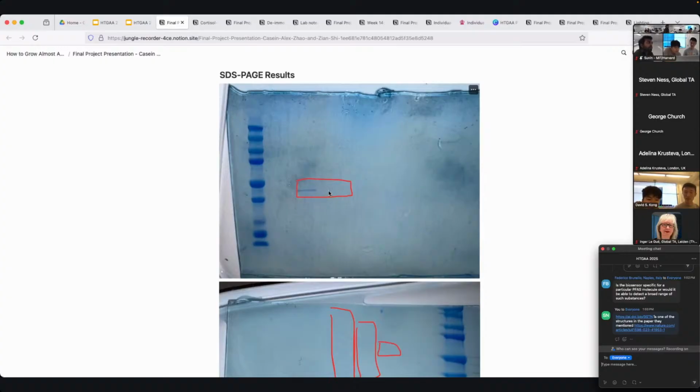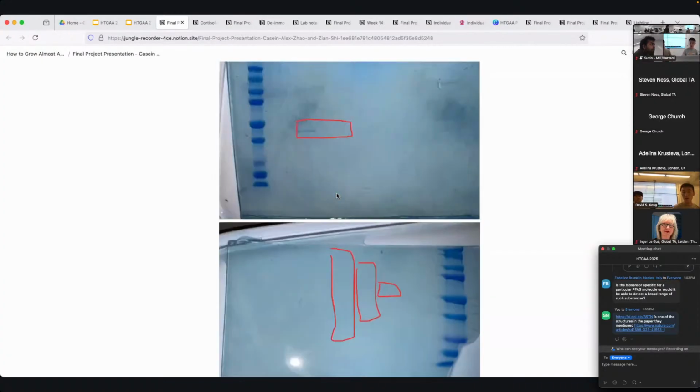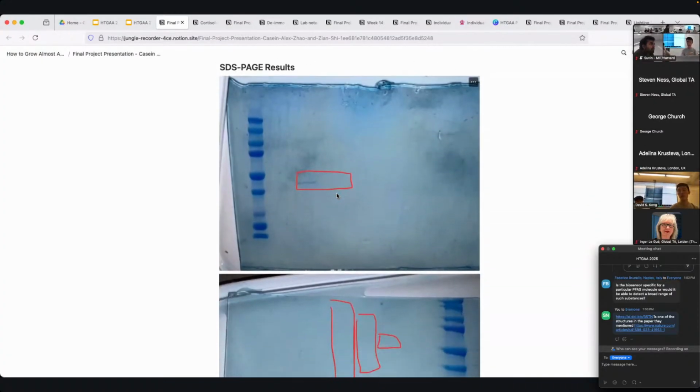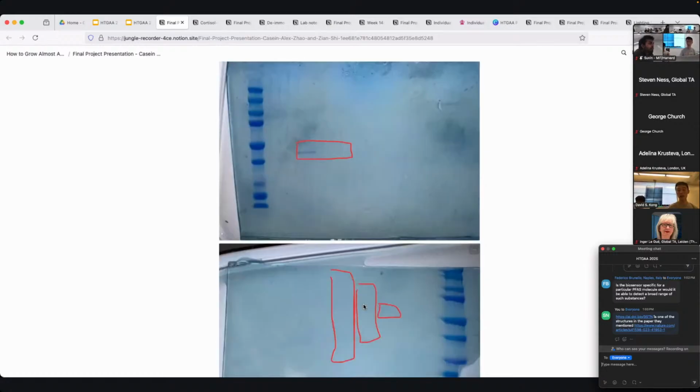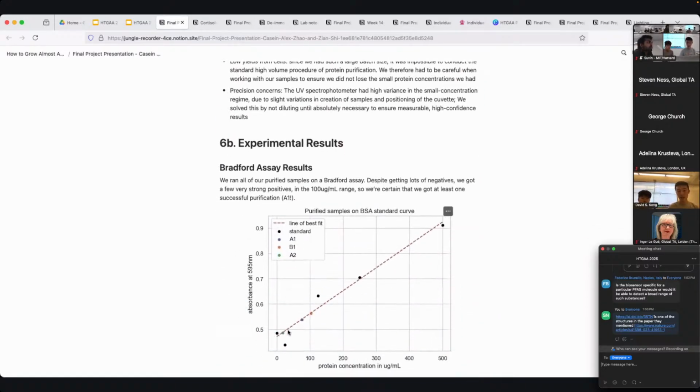I don't know if you can really tell in the photo, but there's another one over here. Out of the 9 samples we tested, we only had 2 gels, and 3 of them showed up. From our Bradford assay, we also had 3 that were positive, where we can tell there was a non-zero concentration.